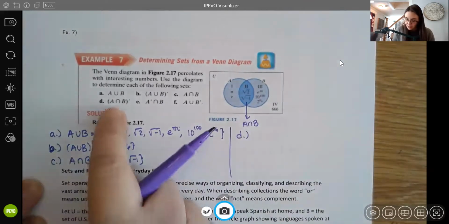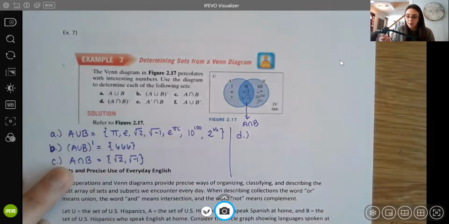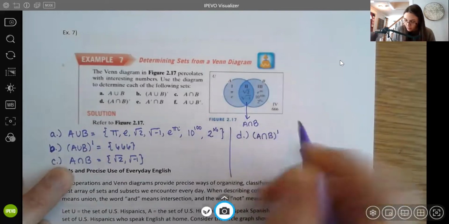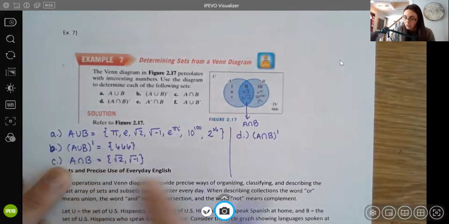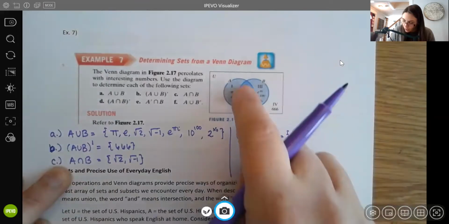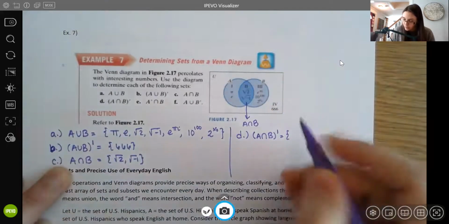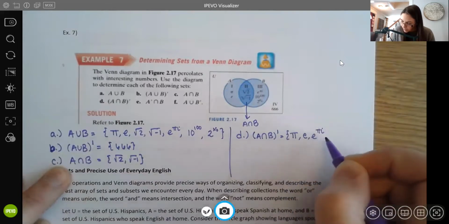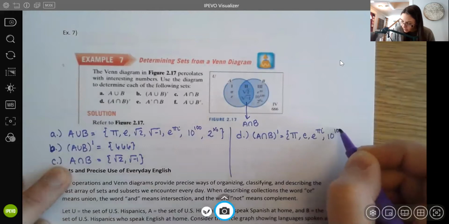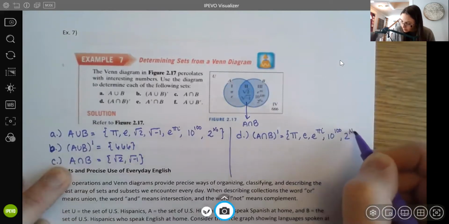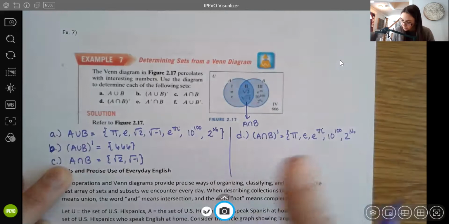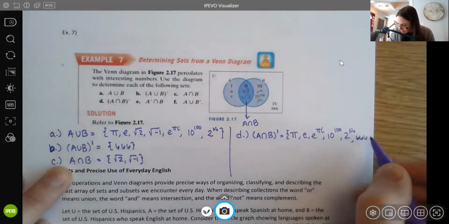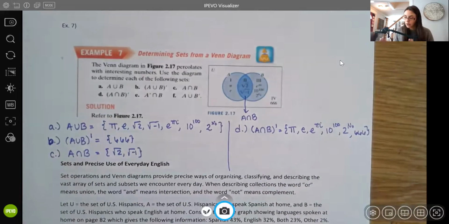And then for part D, we're looking at that intersection, but the complement of it. So we want the opposite, or the not, right? So everything else that is not the intersection. So I'm going to list all the other elements that are not in the intersection, but are in the universal set. So I have pi, I have the e to the pi i, 10 to the 100. And then also, sorry, I'm missing it here, 666 at the end. All right, so it's all the elements that are not included.